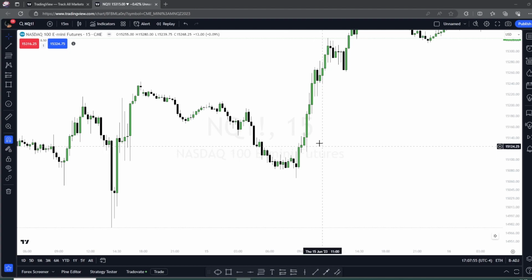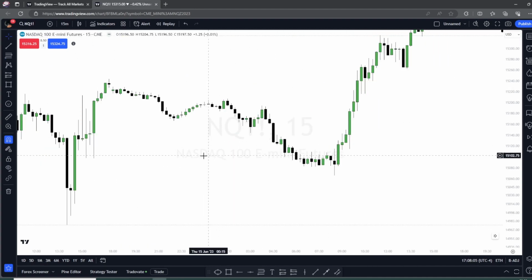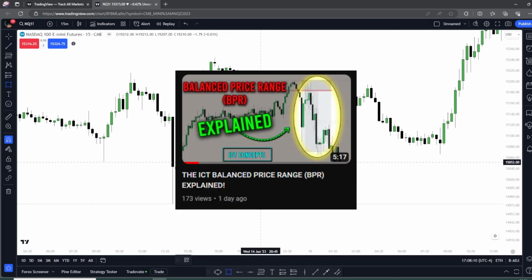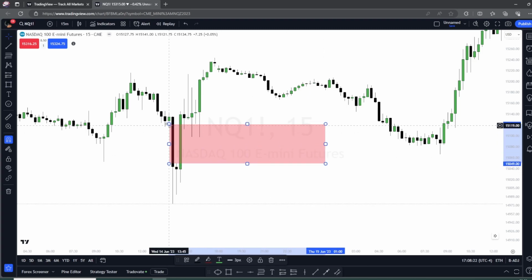Remember when I talked about how we had to identify a level that would be presented as support or a discount array. In this case, we have what we call a BPR right here. If you don't know what a BPR is, I have a video on it. But it's basically just a bearish fair value gap that's overlapping with a bullish one, right? So right here, we have a bearish fair value gap and we have a bullish one. And we can draw a fair value gap inside of the two, which means that they overlap. And that's all a BPR is. It's basically a more significant fair value gap.